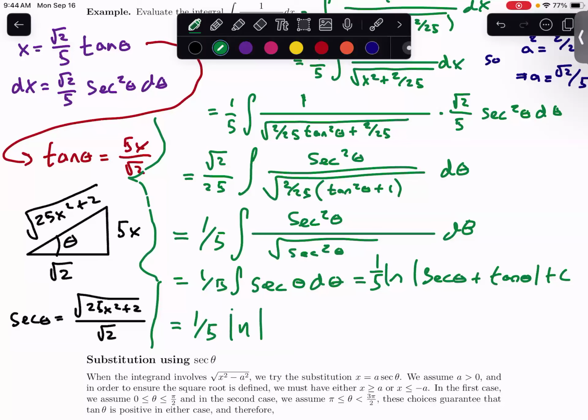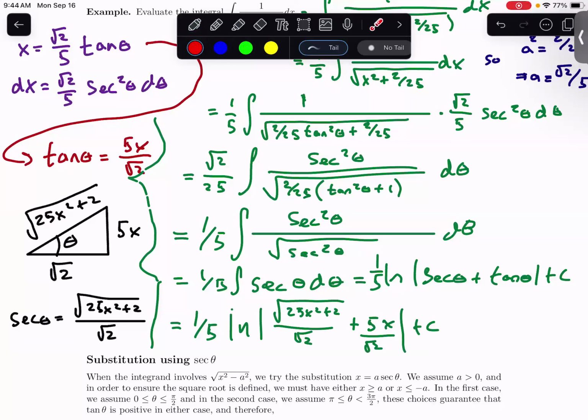Secant theta, this is the square root of 25x squared plus 2 over the square root of 2. And then tangent theta was just equal to 5x over the square root of 2 plus c. And again, you can do the same trick as we did last time if you wanted to reduce this further. You have this function of x over the square root of 2. So this really is the same thing as the natural log.